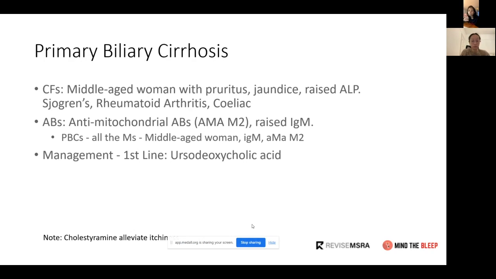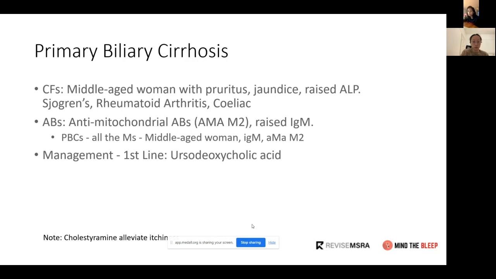And it can be related to a few autoimmune conditions as well, like rheumatoid, Sjogren's, and celiac disease. So they would typically have anti-mitochondrial antibodies, the M2 subtype, and they'll have raised IgM. So when you test for the immunoglobulins, the IgM would be raised.